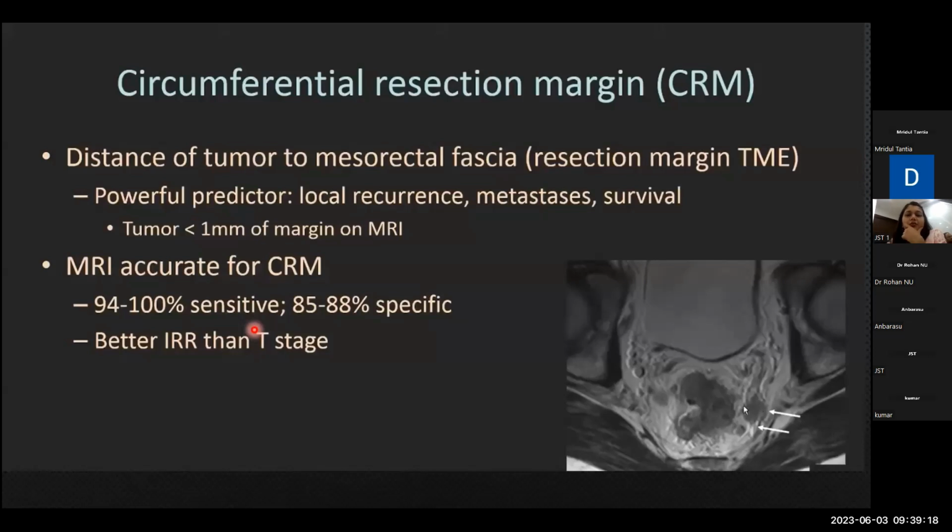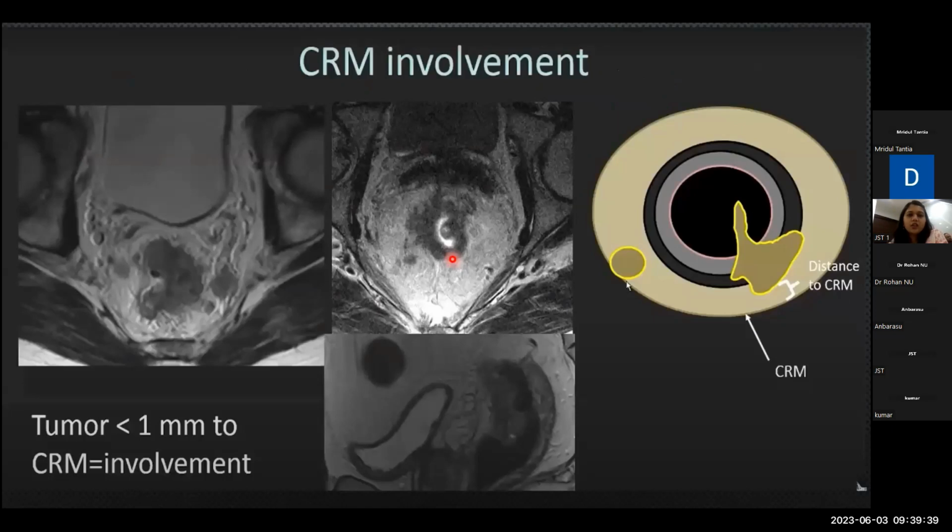So circumferential resection margin, as we know, is the distance of the tumor to the mesorectal fascia. So in this case, the deposit is sitting on the mesorectal fascia, so it becomes CRM positive or MRF positive. If it's less than 1 mm of the margin on MRI, it makes it CRM positive. This is a diagrammatic presentation just to see this, the direct tumor infiltration. You have to tell the distance from the MRF and the node as well, distance from the MRF.